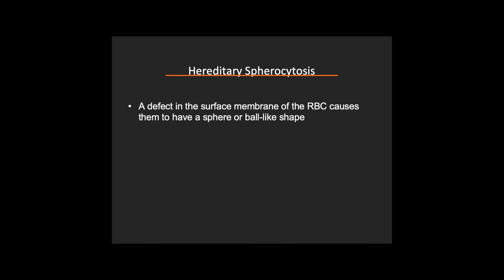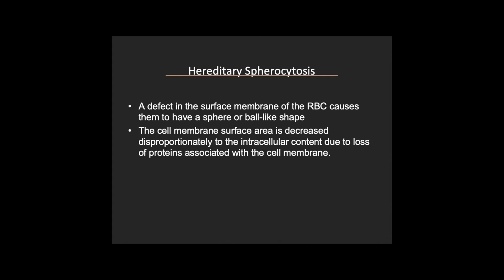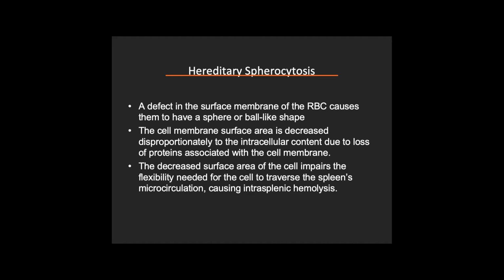So what's happening with this spherocytosis is there's a defect in the surface membrane, especially with that spectrin of the red blood cells, and it causes the red blood cells to kind of ball up in shape. And because of that ball shape, there is a decrease in the surface area of the red blood cell, disproportionately to the intracellular contents due to that loss of protein. So the decreased surface area of the red blood cell impairs the flexibility of the red blood cell.